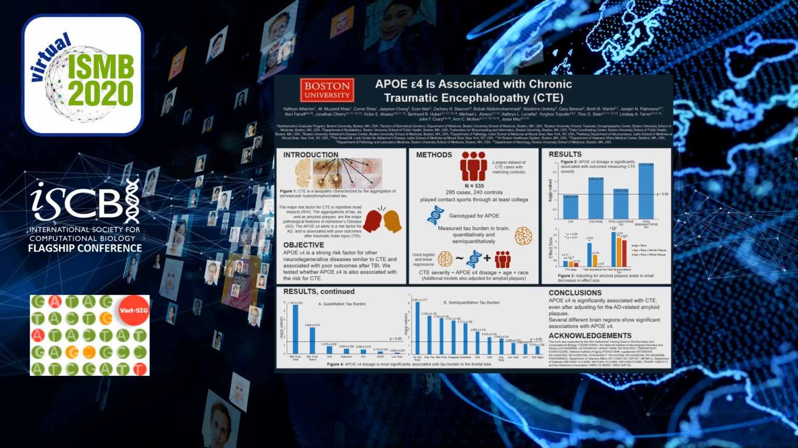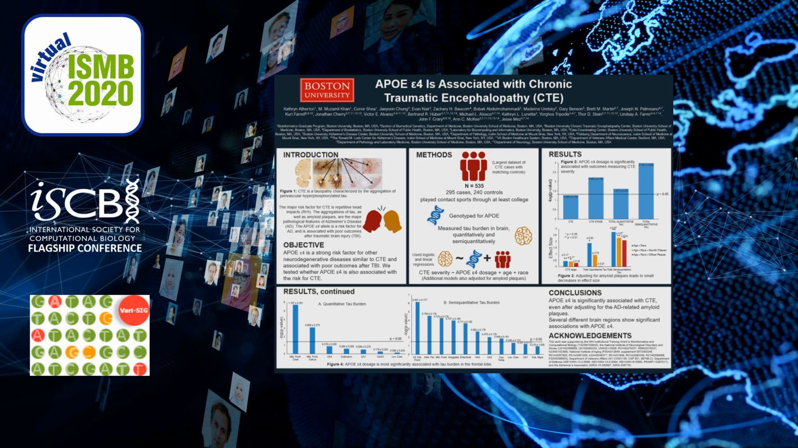For the quantitative tau measurements, a computer algorithm analyzed digital images of brain slices stained for p-tau and calculated the density of p-tau in various brain regions. For the semi-quantitative measurement of tau burden, a neuropathologist assigned a level of severity from 0 to 3, 0 being no tau burden and 3 being the most severe tau burden in various brain regions.